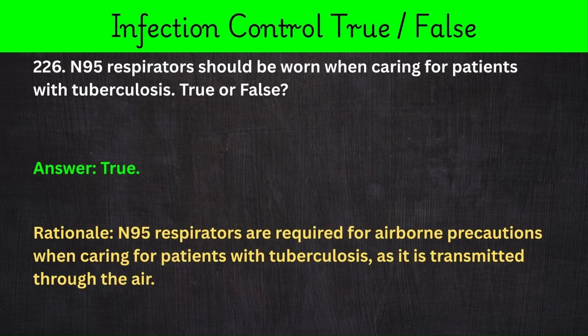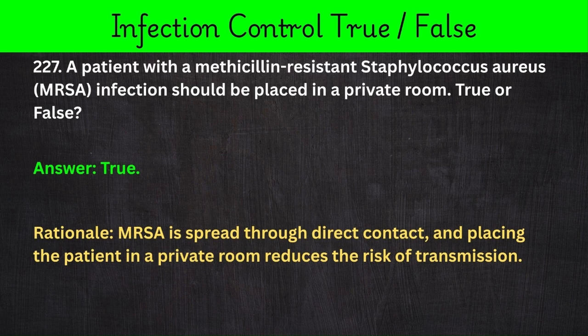226. N95 respirators should be worn when caring for patients with tuberculosis. True or false? Answer: true. Rationale: N95 respirators are required for airborne precautions when caring for patients with tuberculosis, as it is transmitted through the air.